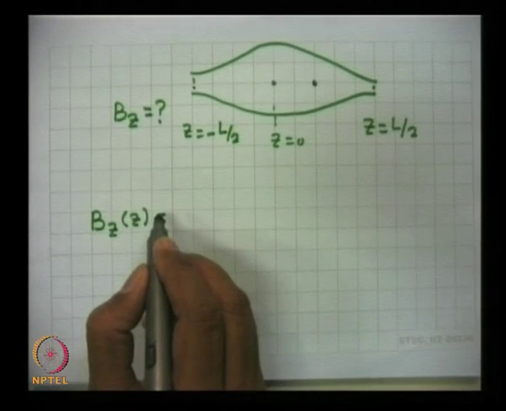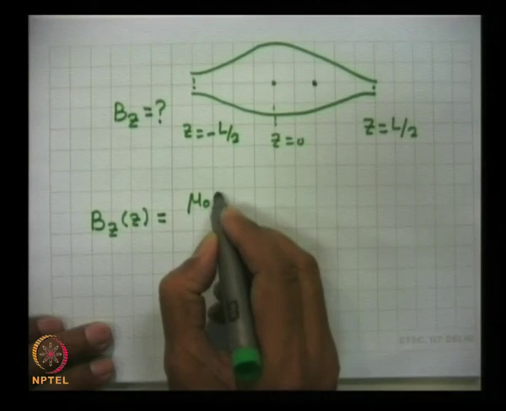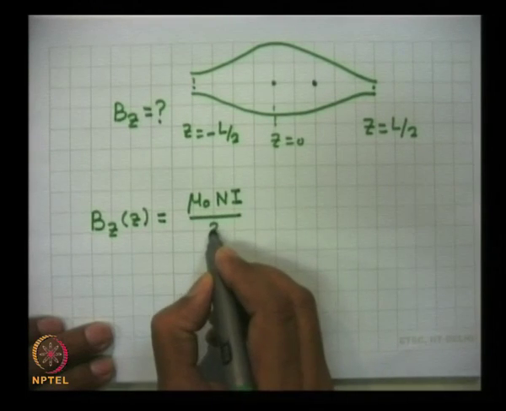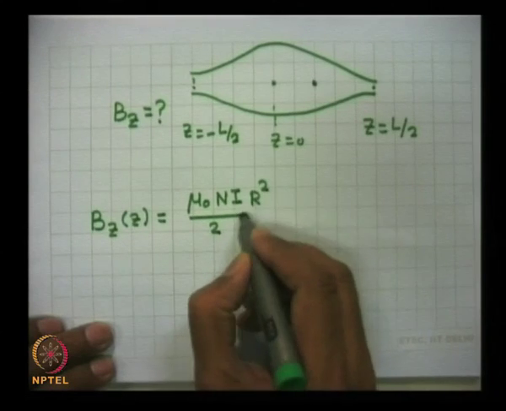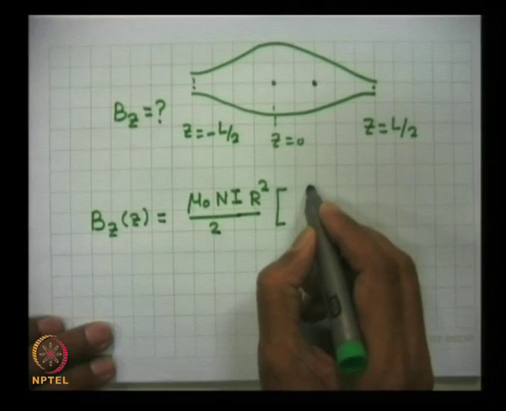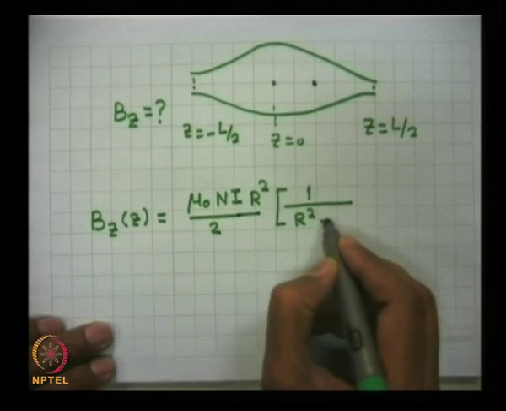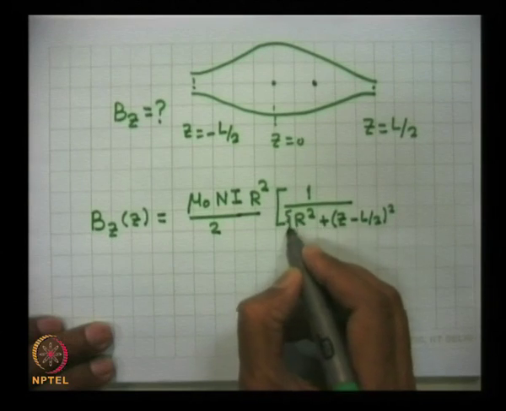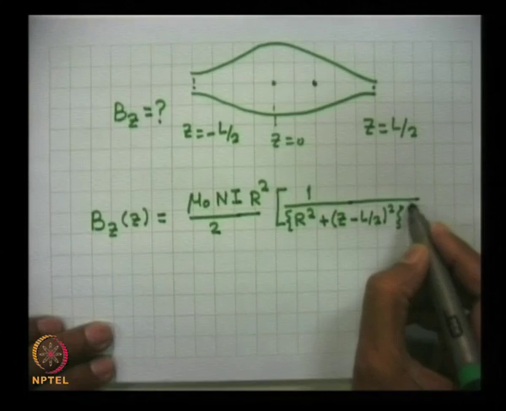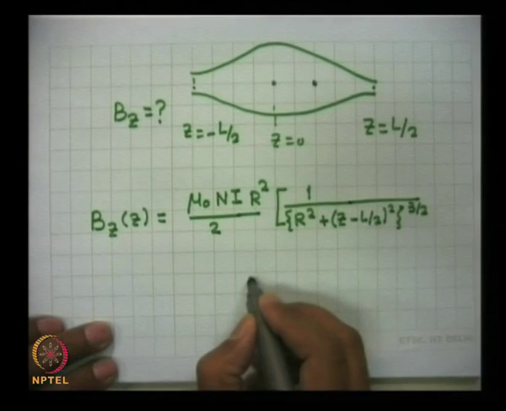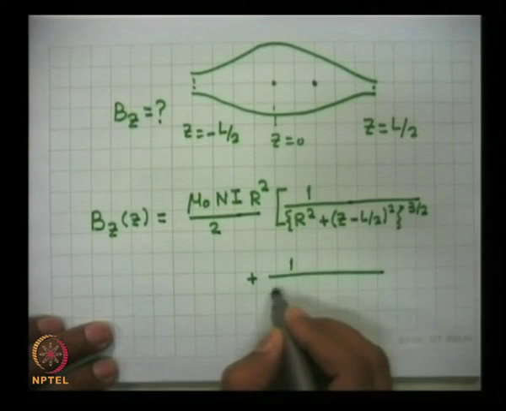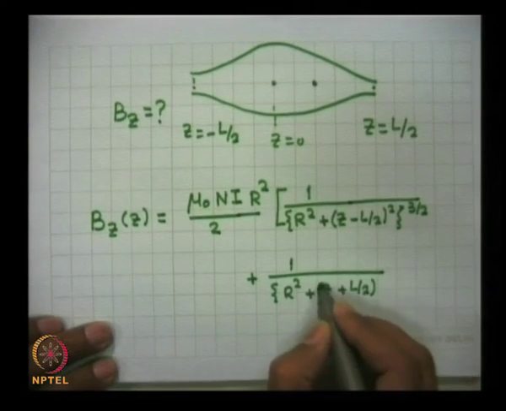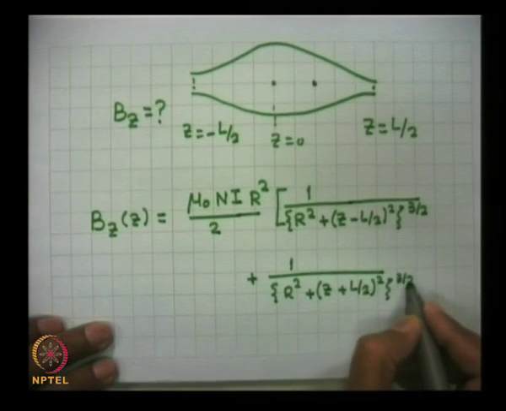This turns out to be equal to mu 0 n I, where n is the number of turns in each coil, divided by 2, into r square, multiplied by 1 upon r square plus z minus L by 2 whole square to the power 3/2, plus 1 upon r square plus z plus L by 2 whole square to the power 3/2.